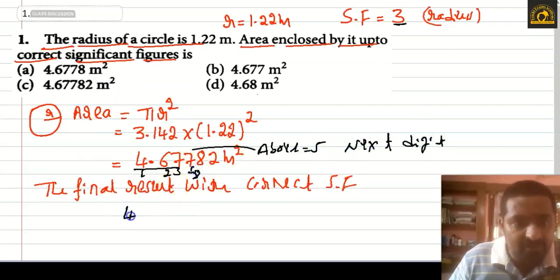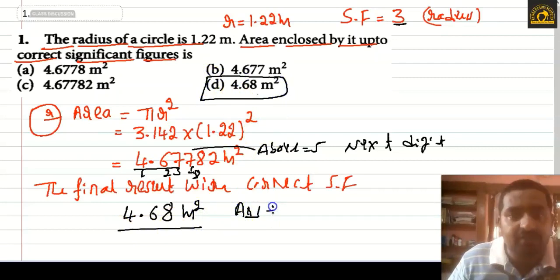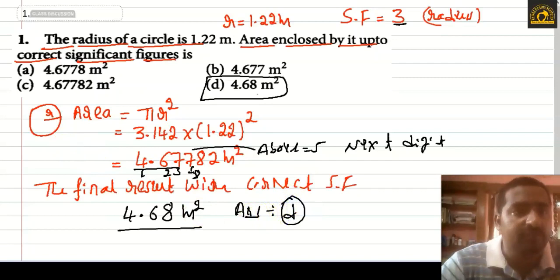The final answer is 4.68 meter square, so the 7 becomes 8. This is the correct answer. So that is 4.68 is the correct answer. That is answer D is the correct answer for the first question.